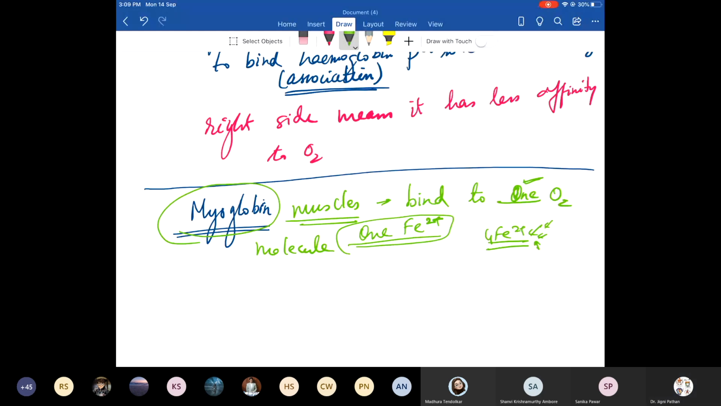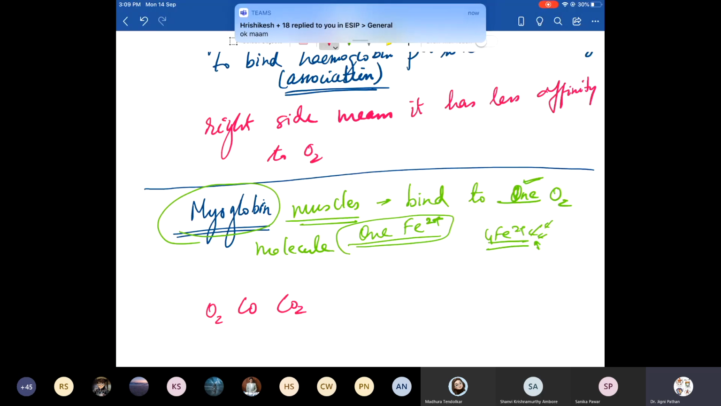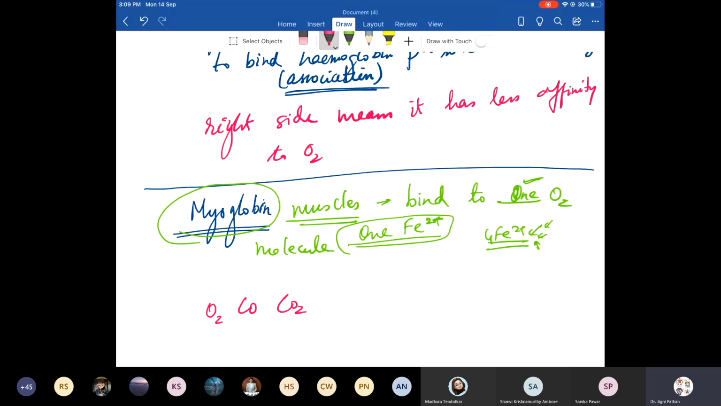Now, if there is oxygen, carbon monoxide and carbon dioxide, which will have higher affinity to hemoglobin? Tell me. You can answer this.